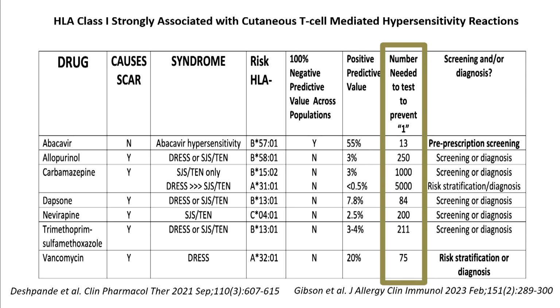Abacavir was an easy example because 55% of those that carried 5701 actually developed abacavir hypersensitivity, and the carriage rate in the population being treated at the time, which was largely European, was about 7%. This meant that the number needed to test to prevent one case was only 13, whereas you can see for these other examples, this goes up significantly. These are gaps that we don't completely understand on an immunopathogenetic basis, but it does affect how we think of these and use these in clinical practice.